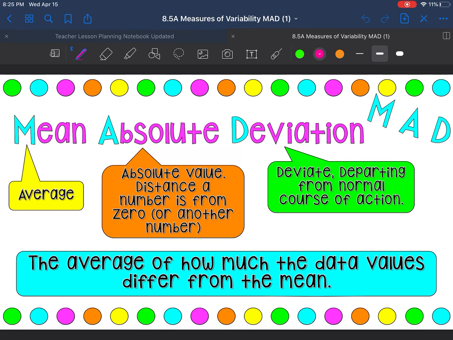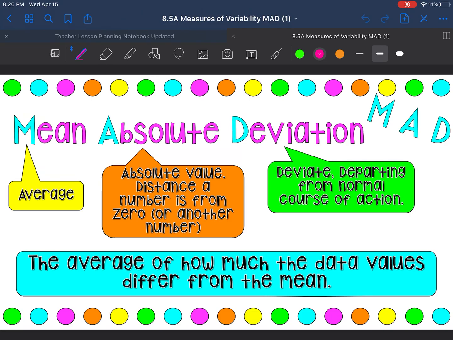Deviation. That may not be a word that we've heard before, but deviation is from the word deviate, which means departing from normal course of action. You can think of online school as a deviation because you're deviating from what you usually do, which is go to school and learn and see me, which I miss you so much. But anyways, back to our lesson or I'll get too sad.